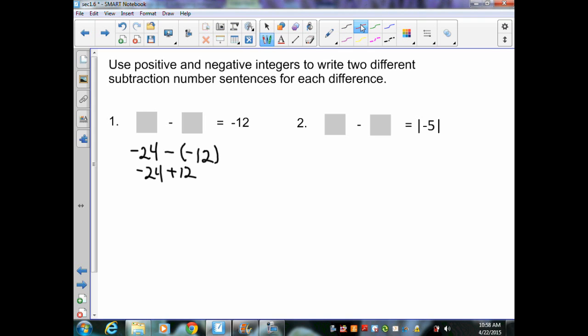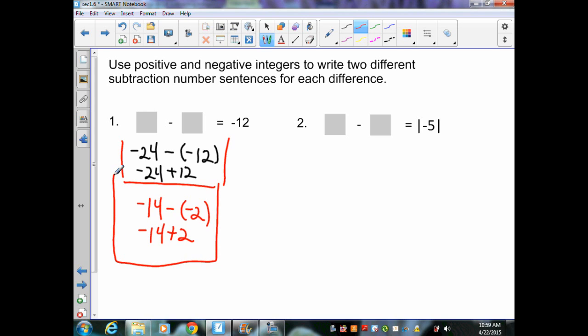Now, I need to come up with a different one. As I said, I could come up with 2. Another one, I could have an easier version of just doing a negative 14 minus a negative 2. That would give me a negative 14 plus 2. A negative 14 plus 2, again, is a negative 12. So here are my 2 examples where I have a negative 12.